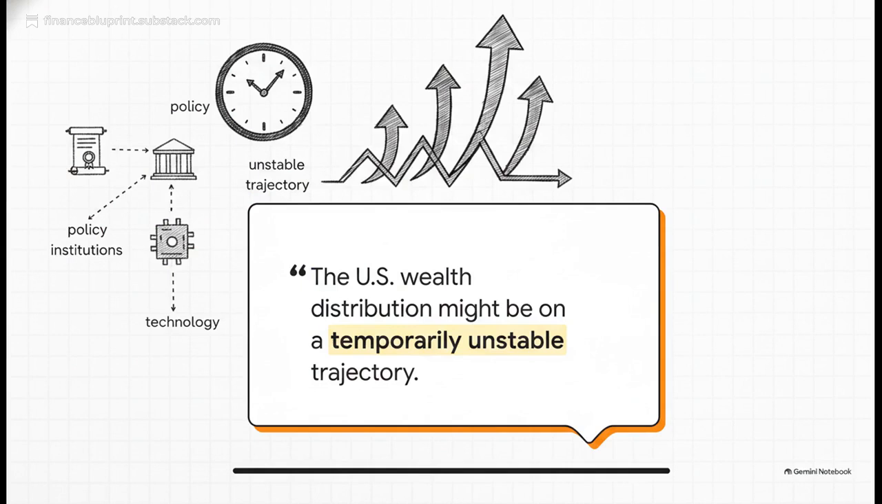Now, as Fernholz himself notes, the U.S. wealth distribution might be on a temporarily unstable trajectory. The absolutely critical word there is temporarily. A completely divergent trajectory where one tiny fraction captures literally everything, that cannot be sustained in the real world indefinitely. Something has to give. Some aspect of the macroeconomic environment, whether that's policy, institutions, or technology, will eventually have to shift to stabilize the system.